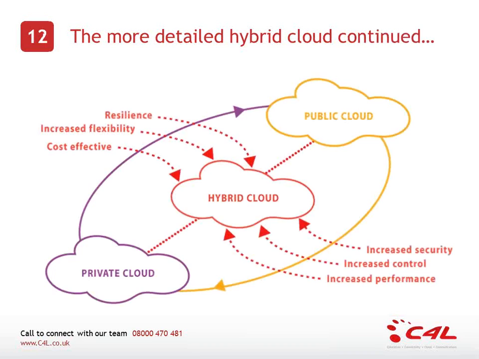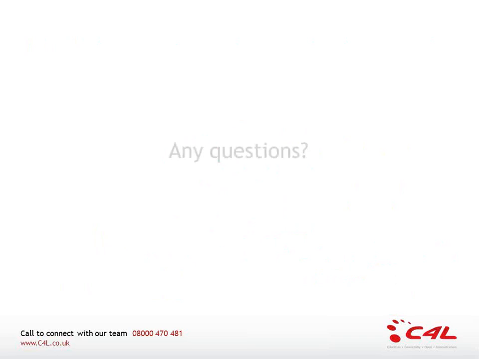And we've got a diagram just to try and add a little bit more flesh to what we're talking about here. So you can see the relationship between the private cloud and the public cloud, and if you move in, as the arrows show, from the private cloud towards the public cloud, you're going to get some of those benefits potentially: resilience, increased flexibility, and potentially making it more cost effective. As you start to move further away from the public cloud towards the private cloud, you're going to potentially get increased security, increased control, and increased performance. And that's where we're going to get our middle ground, our hybrid cloud sitting there.